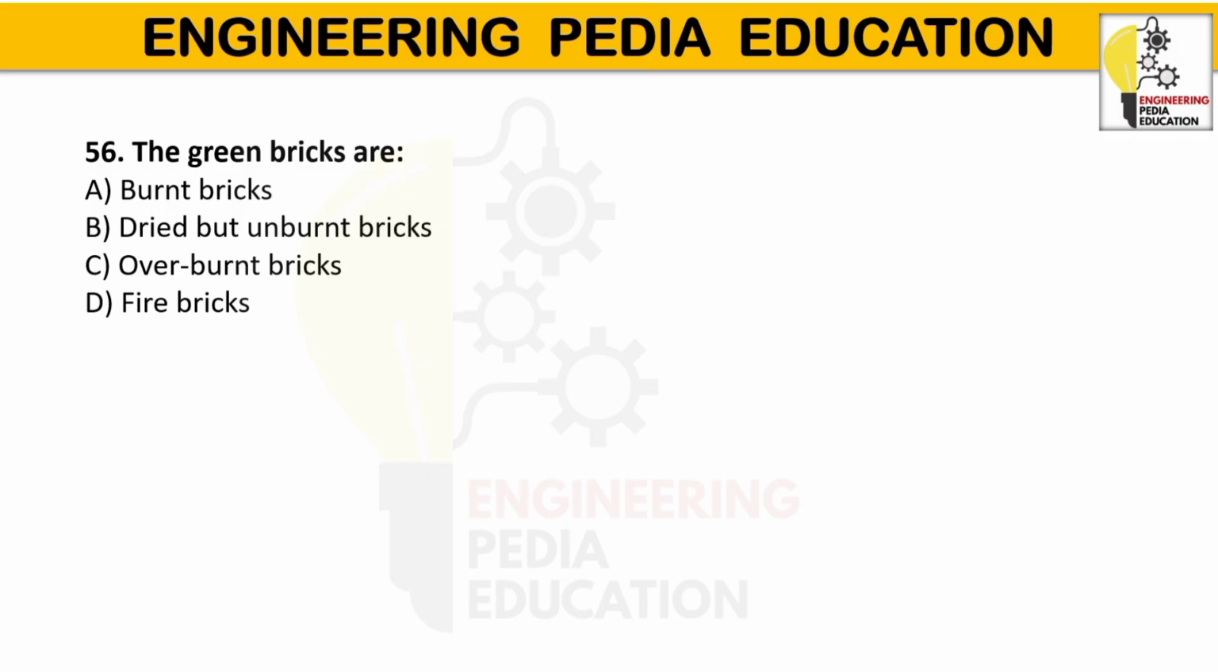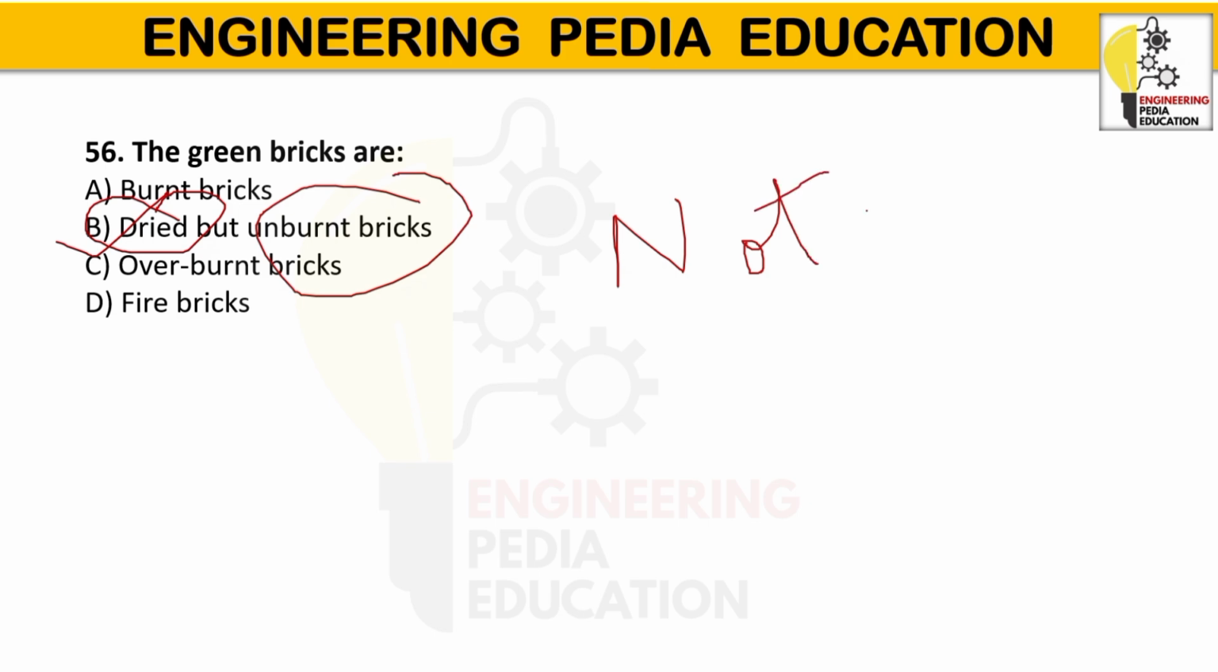Green bricks are bricks that have been molded but not yet dried or burnt in a clay. In this green brick, drying is not done and burning is also not there. So both are not there. In green brick, not dried, not burnt. So option B is correct. We're going to write here: not yet dried.